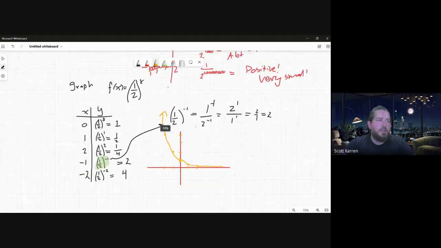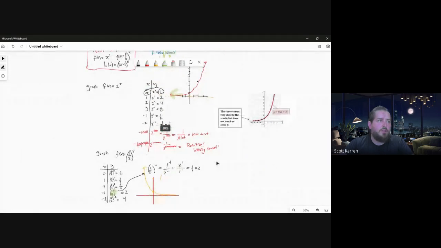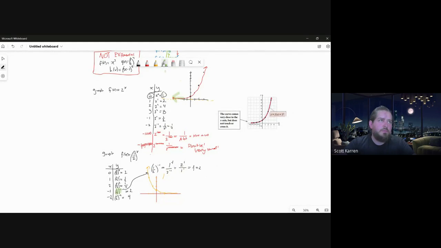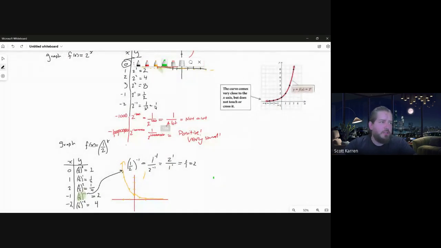And so in contrast, it looks like the graph of 2 to the x. This looks like that graph, but it's just been rotated about the y-axis. That's all it looks like, right? And the reason for that is because I can say that 1/2 to the x is the same thing as 2 to the -x. That's the same thing. And all that is flipping that thing about the y-axis.